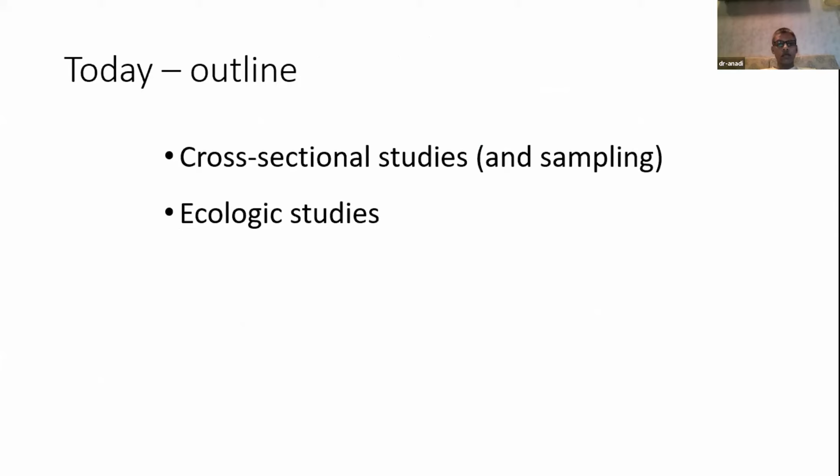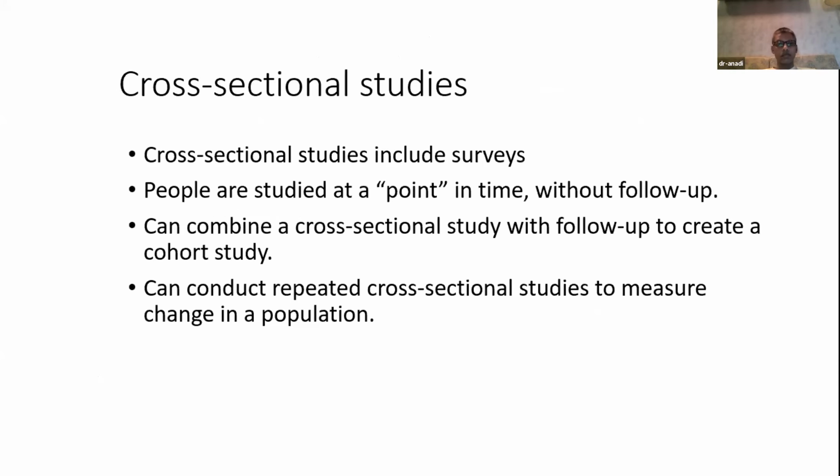So to outline, cross-sectional study and ecological study. Cross-sectional studies include surveys. People are studied at a point in time without any follow-up. So actually what you are doing in your thesis, you are studying a particular disease in a particular time. You are not following. That is your cross-sectional study. And that can combine with follow-up to create a cohort study. And we can conduct repeated cross-sectional studies to measure the change in population.